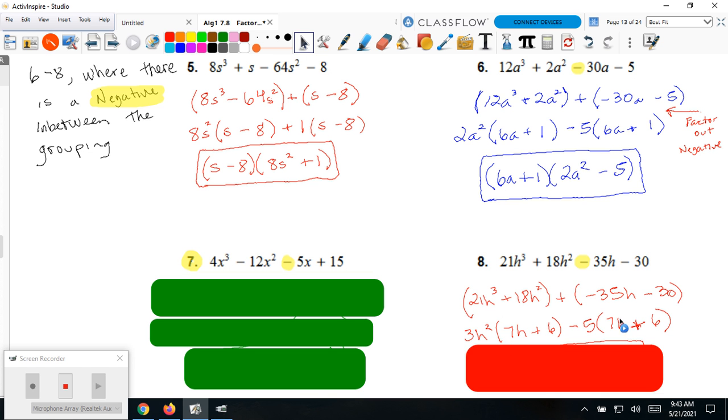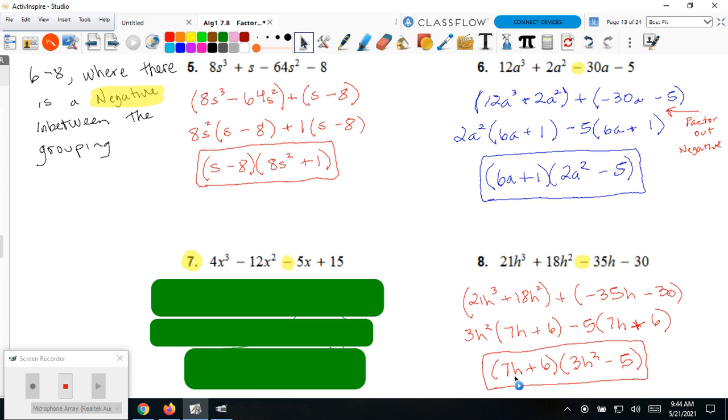When I do factor out a negative 5, it's going to change the sign of both of these. They're both negative here, so they're both going to be positive. And then divide by 5. 35 divided by 5 is 7, so 7h there. 30 divided by 5 is 6 here. So another 7h plus 6, there's our matching binomial. And then what got factored out, 3h squared minus 5, is the other binomial. So there's our two binomials for the answer. And this is not a difference of squares. We can't factor it anymore, so we just stop right there. There's our answer.